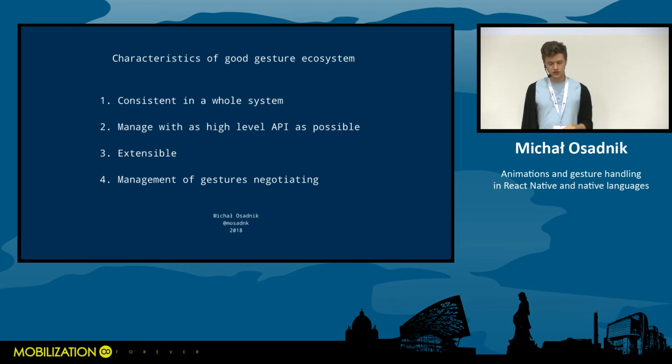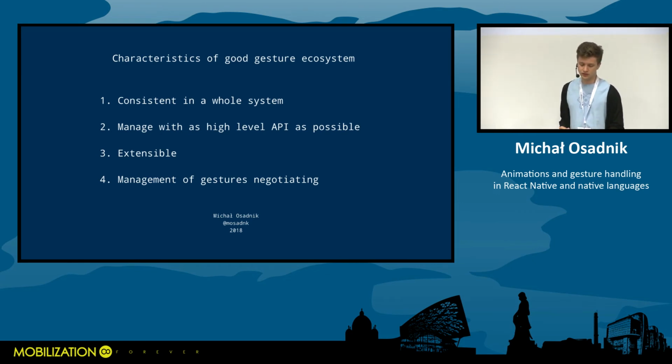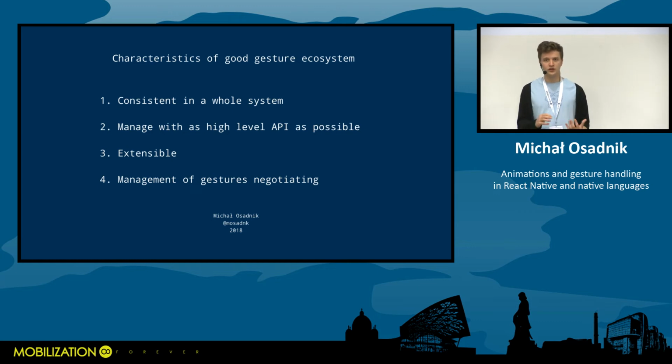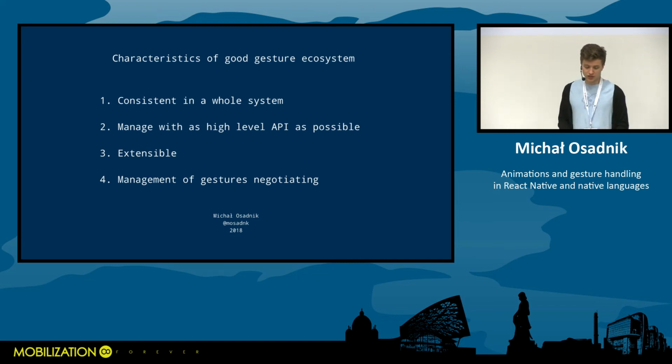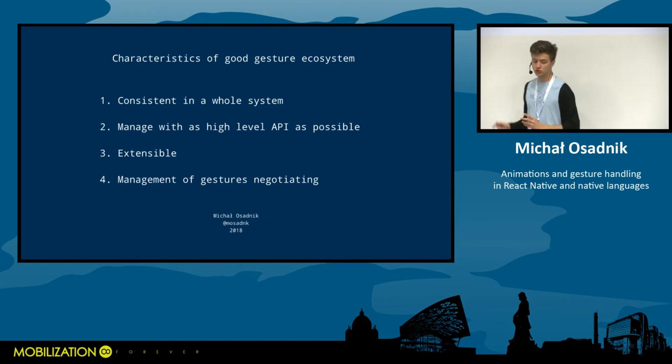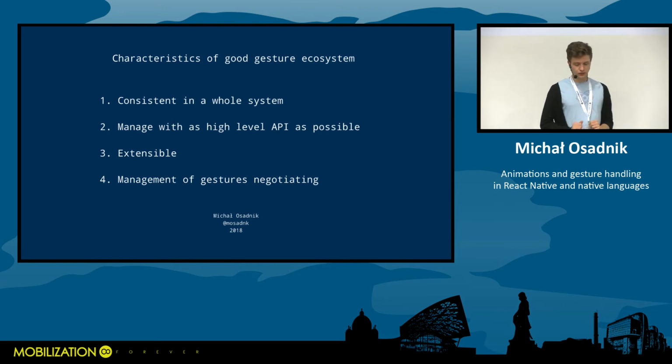I want to make it possible, if I want to make my gesture recognition more complex and my high-level API doesn't cover it, that I should be able to do it as well. And the last thing, gesture negotiation: it's not enough to make it possible to handle one gesture efficiently. It's a very common case that one gesture is waiting for another, or should be handled simultaneously, and it also should be covered via some API.